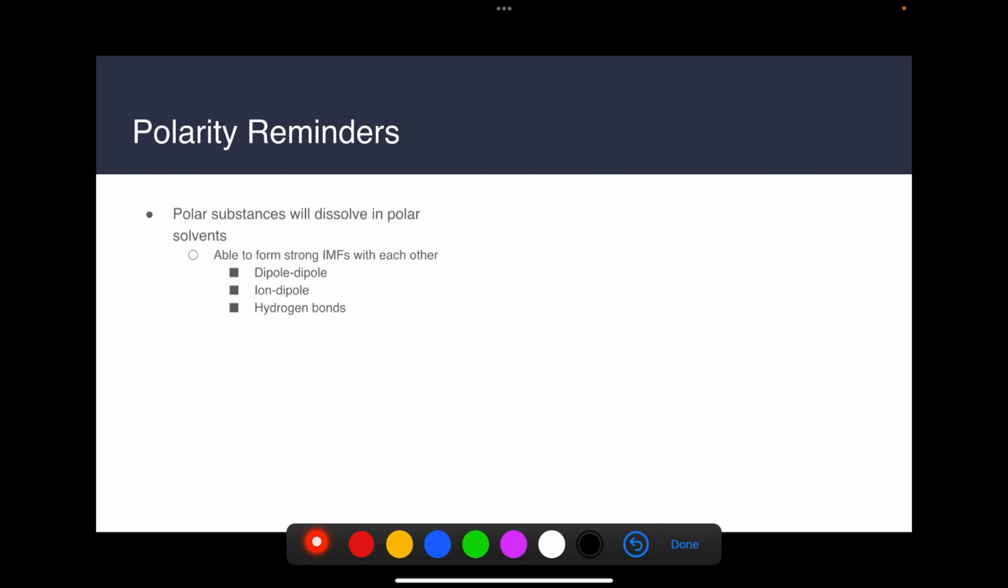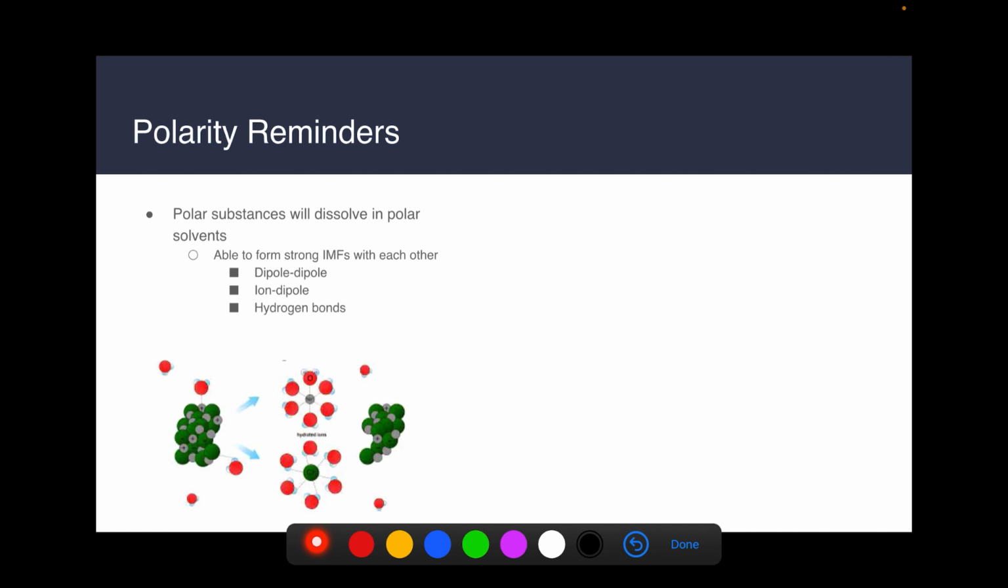It's important to remind ourselves a little bit about polarity before we move on. Recall that polar substances will dissolve in other polar substances. This is true because they're able to form strong intermolecular forces between the solvent particles and the solute particles. These could be dipole-dipole, ion-dipole, or hydrogen bonds.